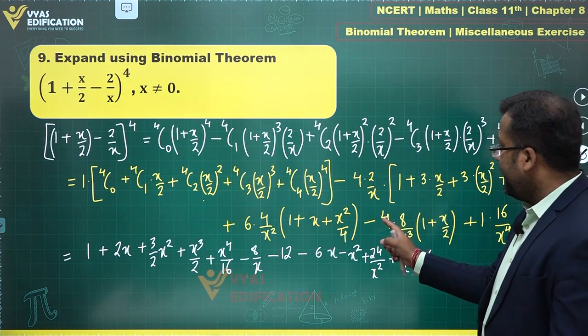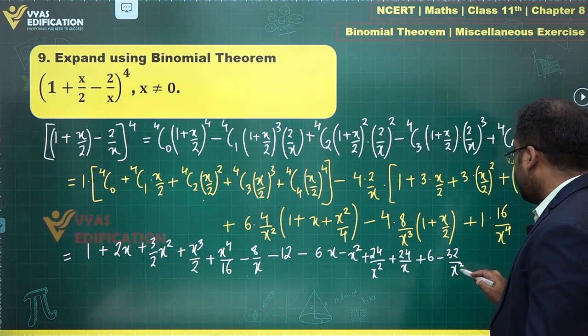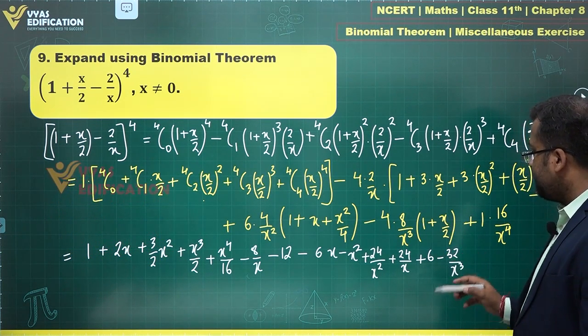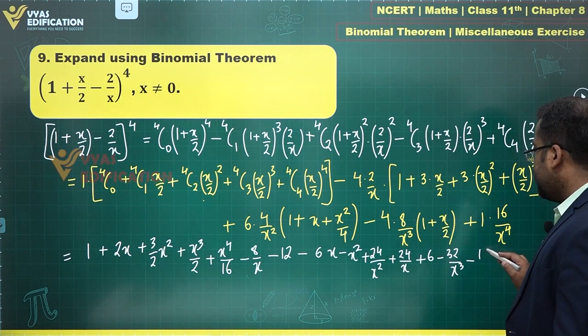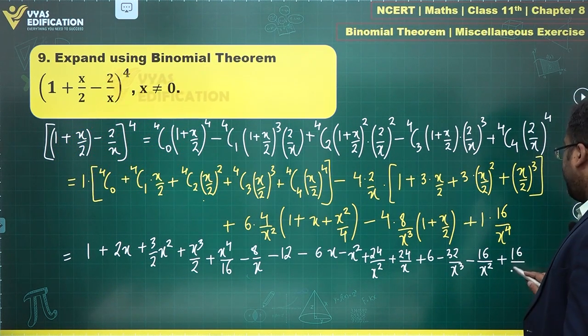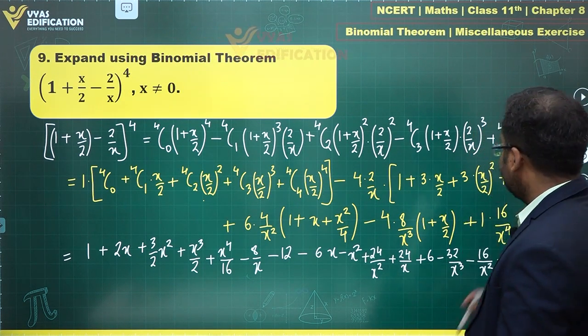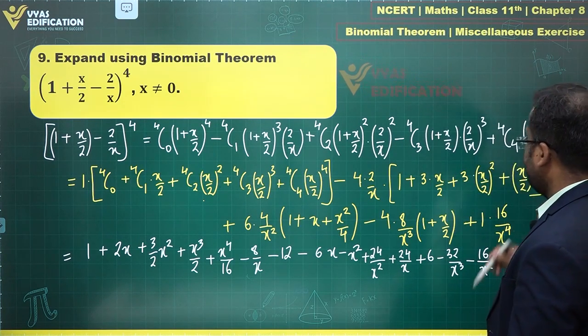What next? 8 times 4 is 32 upon x cube times 1 with a minus, so minus 32 upon x cube is what I'll be getting. And when you multiply with x by 2, you'll get 16 over x power 2. Then you have 16 over x power 4 over here. Yes. And one last step remains, that is to add like terms together.